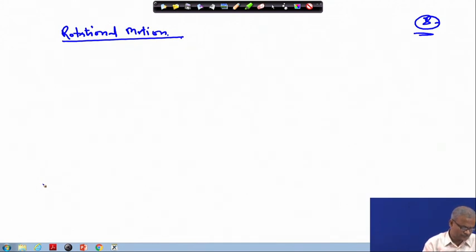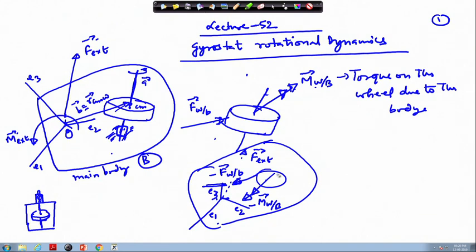Now rotational motion equation. What are the torques acting on the main body? So this is M external minus M W B, okay, this part. Minus M W B is acting here, M W B is acting on the wheel, so with minus sign it is acting on the main body.